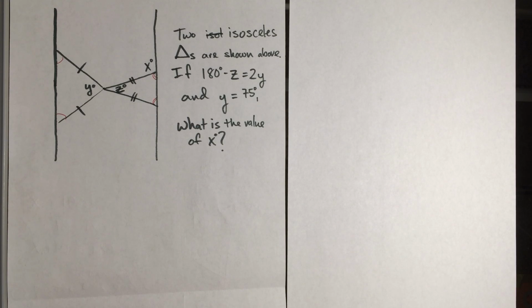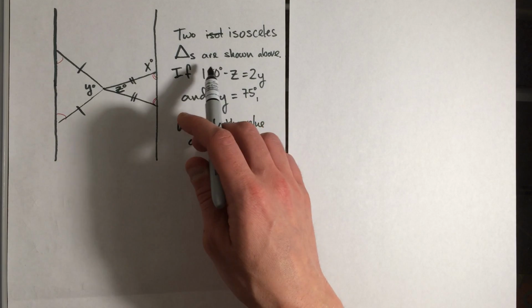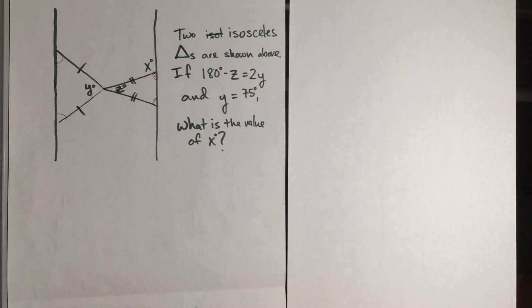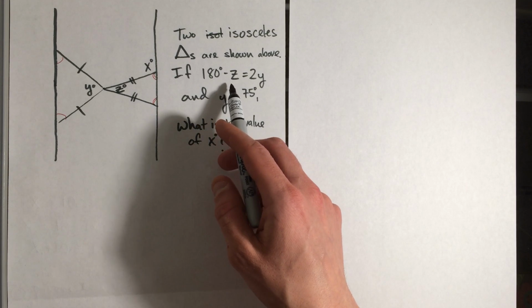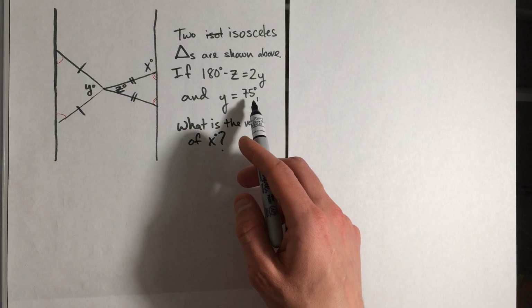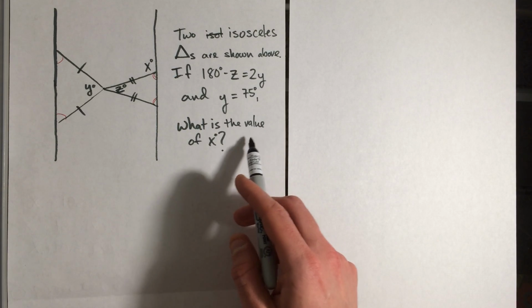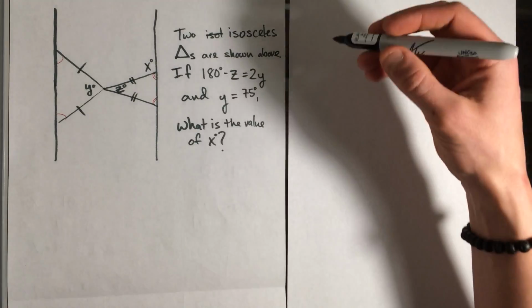And we're back with another trig trick. This time we're back on isosceles triangles. And it says here we have two isosceles triangles shown above, or in this case to the side. And it says if 180 degrees minus z equals 2 times y, and y equals 75 degrees, what is the value of x degrees? So we'll begin again.